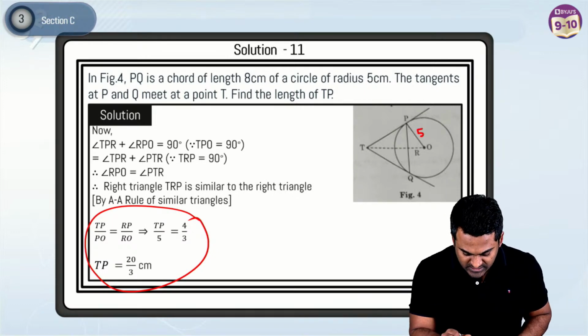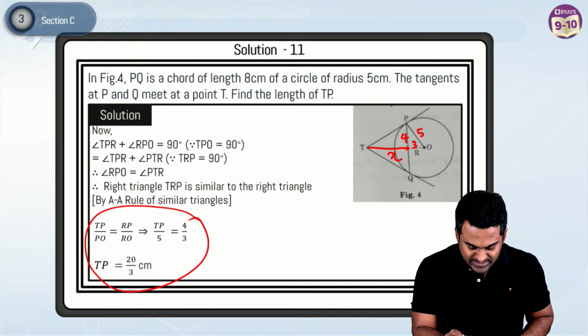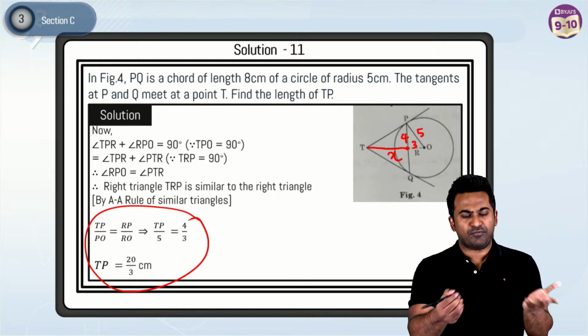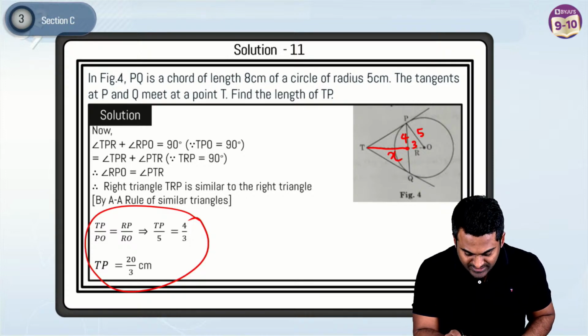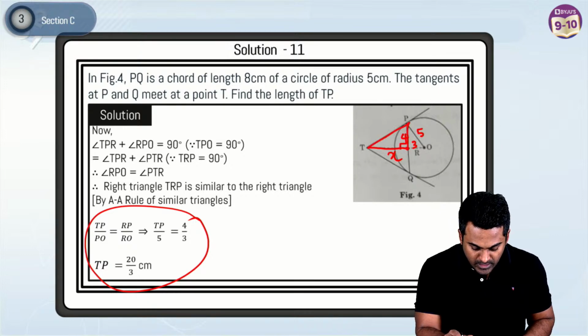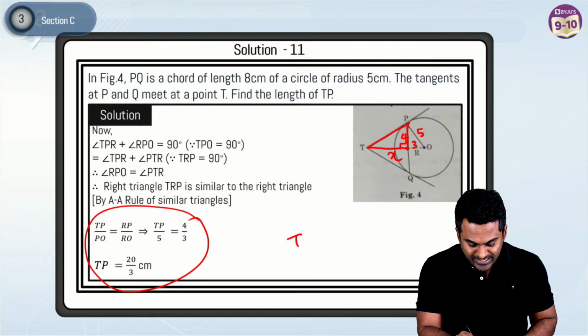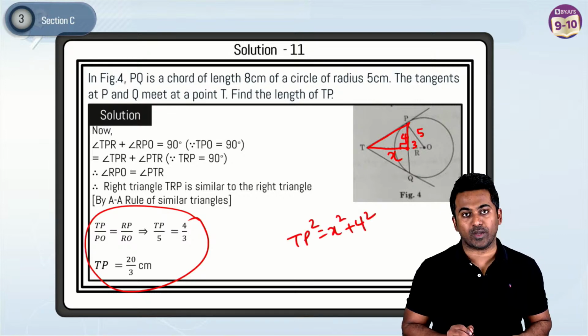Okay, so you know this is 5, this is 3, this is 4. Let's just say this is some x. Okay, let's just say this is x. So now frame it. Okay, so look at this triangle here. If you look at this triangle T, this triangle here, then what you get is TP square is equal to x square plus 4 square, right?